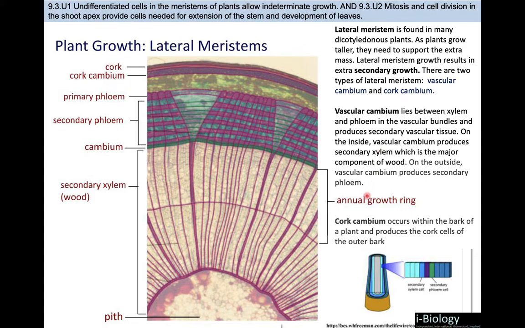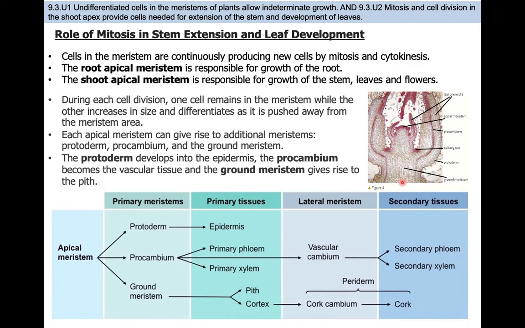The cork cambium is more on the outside, and this is going to create more cork cells, and it essentially creates the outer bark. So this would be for woody plants. You do not need to know this, but this is just showing the level of differentiation of these tissues.